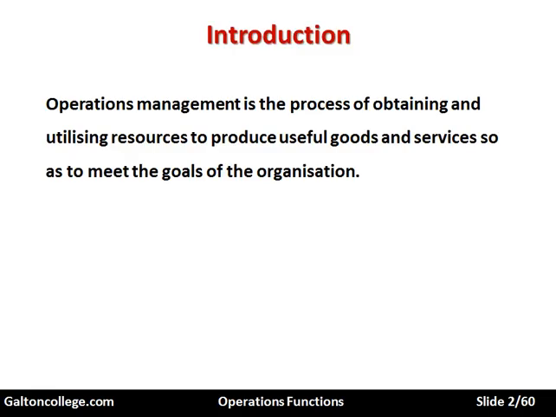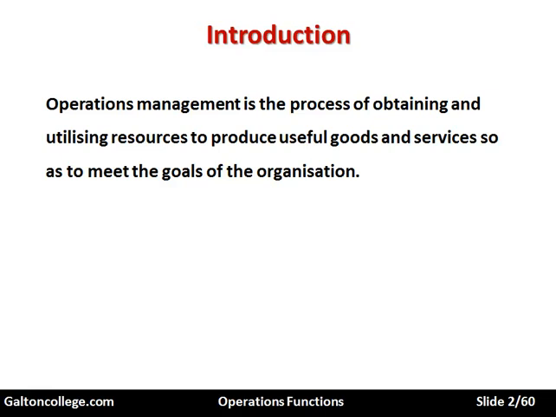But to start, operations management is the process of obtaining and utilizing resources to produce useful goods and services so as to meet the goals of the organization. So it's a good definition of operations management. It's a process of obtaining and utilizing resources. It gets the resources and it utilizes them to produce goods and services that meet the goals of the organization.